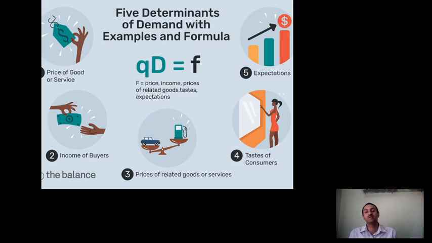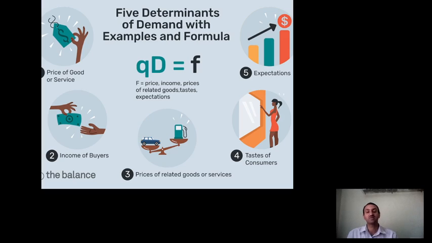The next determinant of quantity demanded is expectations. The expectations of the consumer will be high and will be more, and as these expectations go on increasing, the demand for the older products or the previous products will fall down. So the expectations also play an important role in determining the demand. So these are the 5 factors or 5 points which influence the demand.